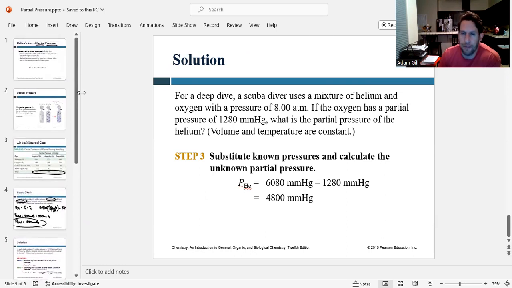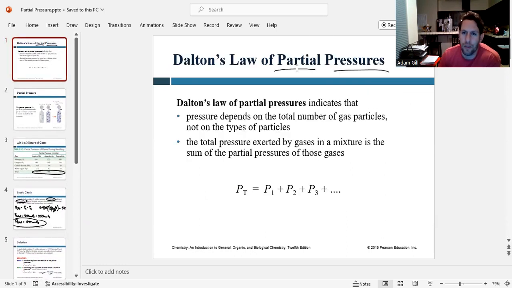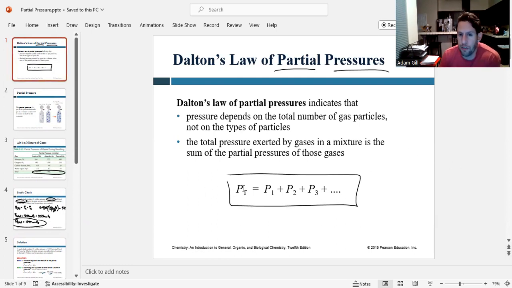So to recap this video, we're looking at Dalton's law of partial pressures. And the equation here is the total pressure in a gas mixture is equal to the individual pressures of each of the gases within that mixture.